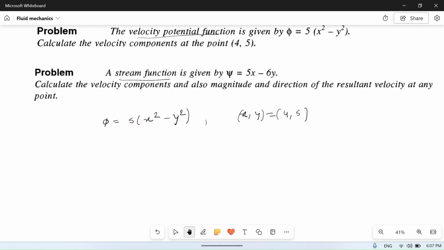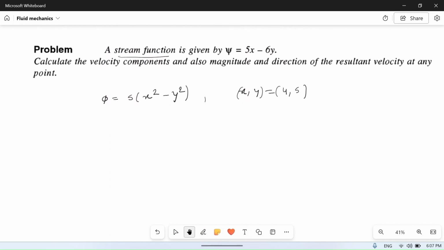Now if you remember the definition of the velocity potential function in our previous video, then you know that its derivative in any direction, negative derivative in any direction, gives the velocity in the same direction. So minus del phi upon del x is equal to u, and minus del phi upon del y is equal to v. So minus del phi upon del x, so del upon del x of 5x square minus y square.